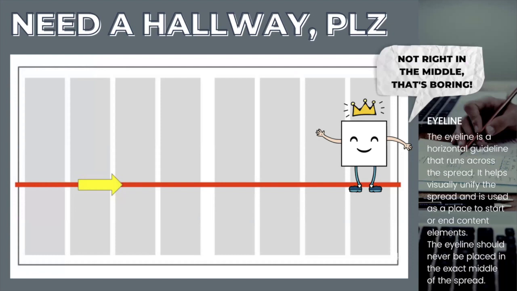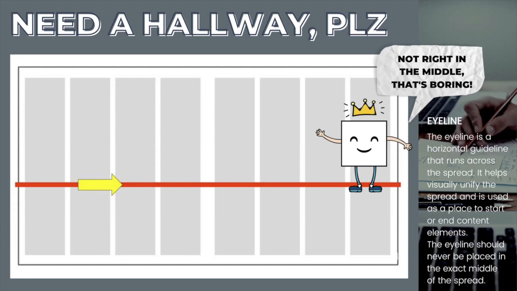And so in graphic design terms, this hallway is referring to what we call an eye line. And so over here throughout this whole presentation, you'll be able to see there are definitions along the way, so you don't get confused, but you can also write these down if it helps you remember. An eye line is a horizontal guideline that runs across the entire spread. It takes up 1 pica, and it helps visually unify the spread and is used as a place to start and end content elements. So that means that every picture or text box is either going to sit on the eye line or hang down below it or onto another element.